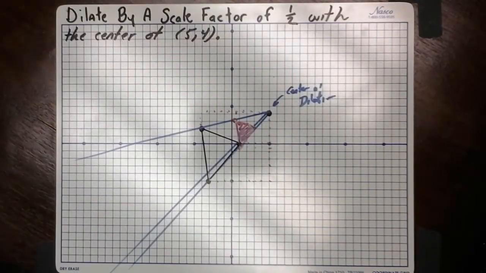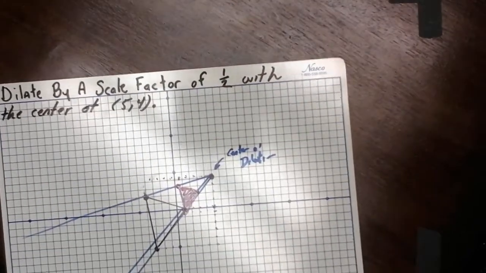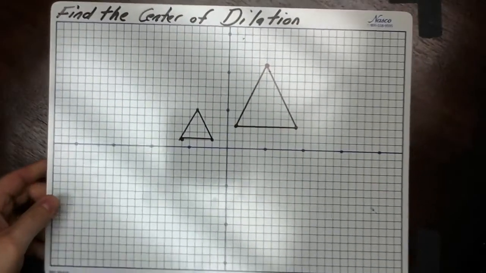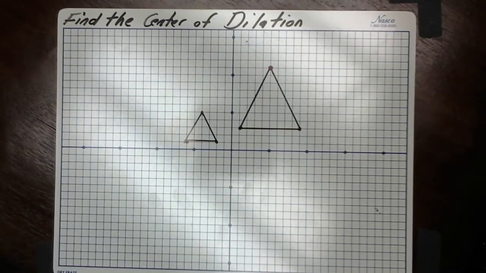So there's a pattern here. When the scale factor is larger than 1, we're going to get larger, and we're going to move away from the center of dilation. When the scale factor is less than 1, then it's going to get smaller, and we're going to move closer to the center of dilation.